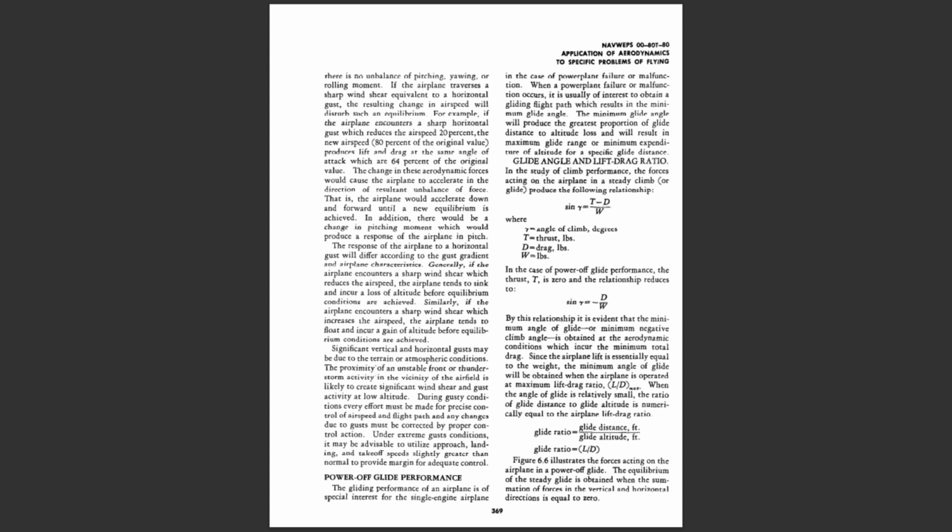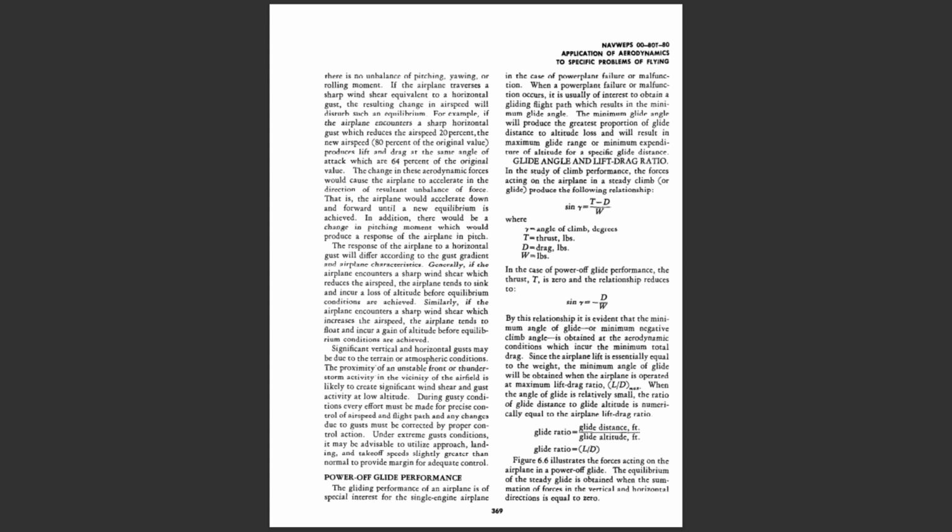Glide angle and lift-drag ratio. In the study of climb performance, the forces acting on the airplane in a steady climb, or glide, produce the following relationship. Sin γ equals (T minus D) over W, where γ equals angle of climb in degrees, T equals thrust in pounds, D equals drag in pounds, and W equals weight in pounds. In the case of power-off glide performance, the thrust, T, is 0, and the relationship reduces to sin γ equals negative D over W.